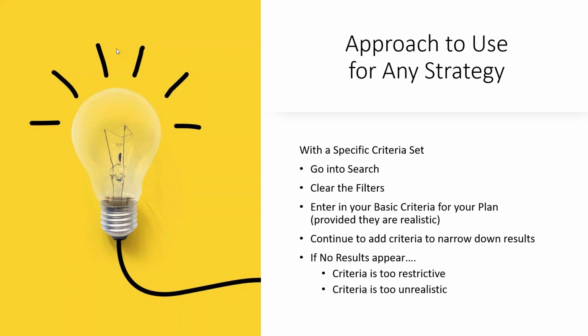With a specific criteria set, hey, I want to find married puts like this. I want to find covered calls in the money on dividend-paying stocks where the ex-dividend date is 3 or 4 days away, or a week or 2 weeks away, but expiration is 20 days away. Start from scratch. Go into the search. Click that Clear the Filters button. Enter in your basic criteria for your plan, provided that they're realistic. Touch on that in a moment. Then continue to add subtle criteria to narrow down the results. What's a good amount of results?